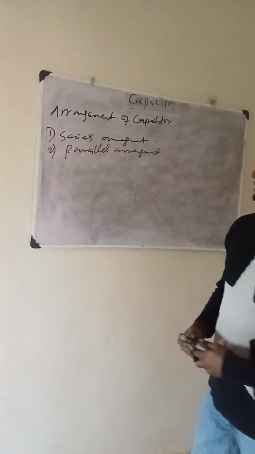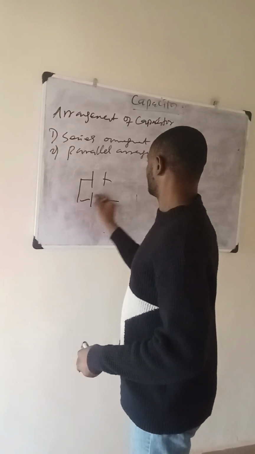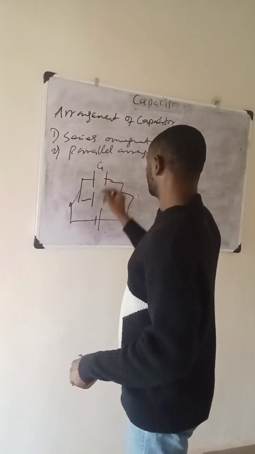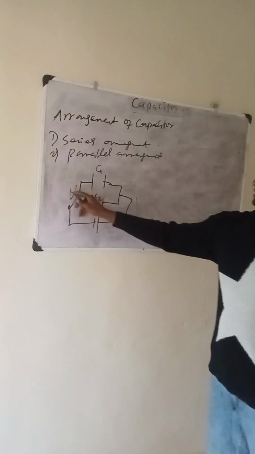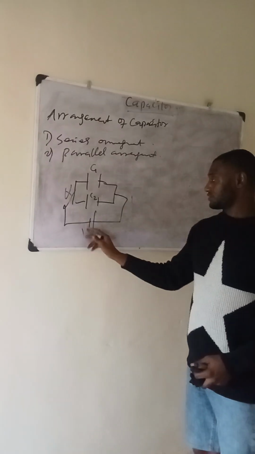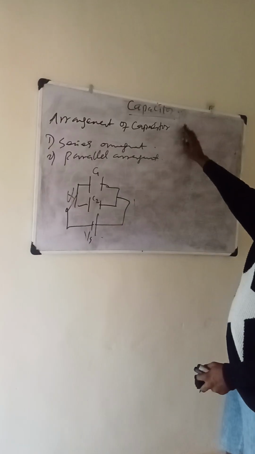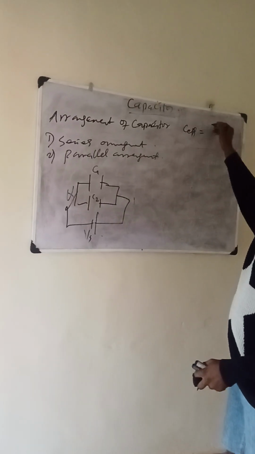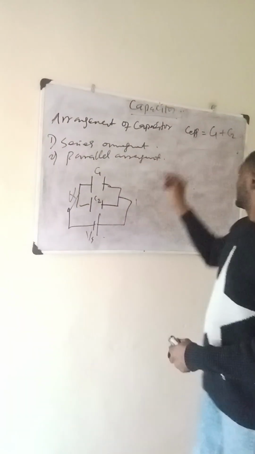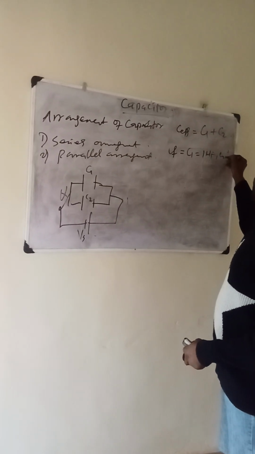So in parallel arrangement, you have this capacitor connected to this capacitor in this way. So we are giving them the same source. This is C1, this is C2. You see that at this point, one charge is flowing, current is going to the voltage source from here. So you see that at the end of the day, the effective capacitance is equal to C1 plus C2. It's just to add them.